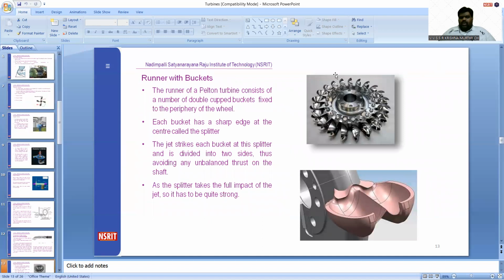And this is the wheel of the turbine, which consists of the runner with buckets. The runner of a Pelton wheel consists of double cupped buckets with an angle of 135 degrees fixed to the periphery of the wheel. Each bucket has a sharp edge at the center, which is called a splitter. The splitter takes the full impact of the jet, so it is quite strong. This is the construction diagram.